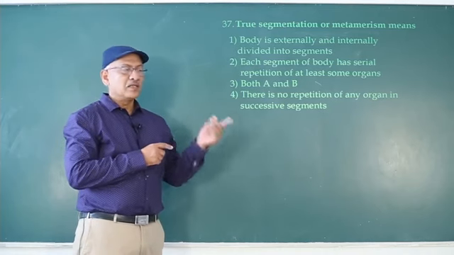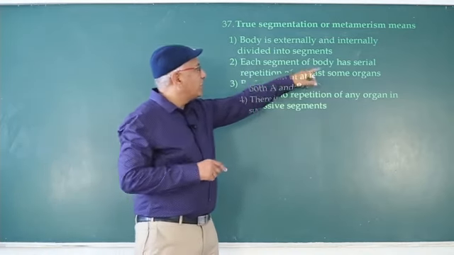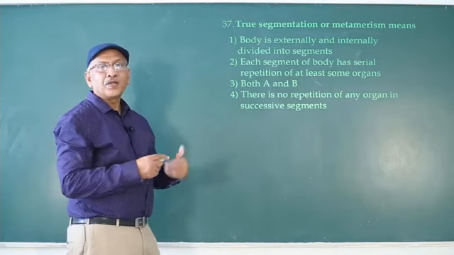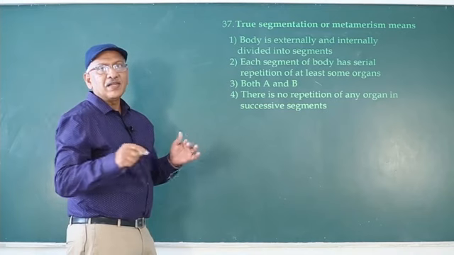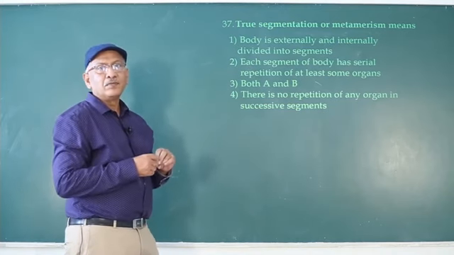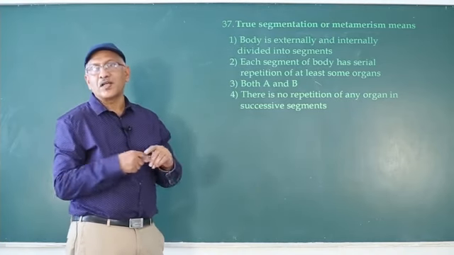4 pairs: 6th, 7th, 8th, 9th. If the same body part repeats, each segment of the body has serial repetition, at least some organs. They are repeated. For example, spermatheca in the 6th, 7th, 8th, 9th. Testes, one pair in the 10th, another pair in the 11th segment.